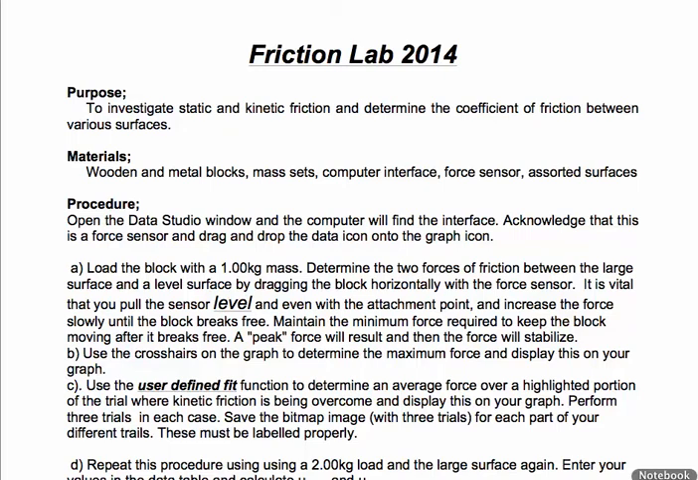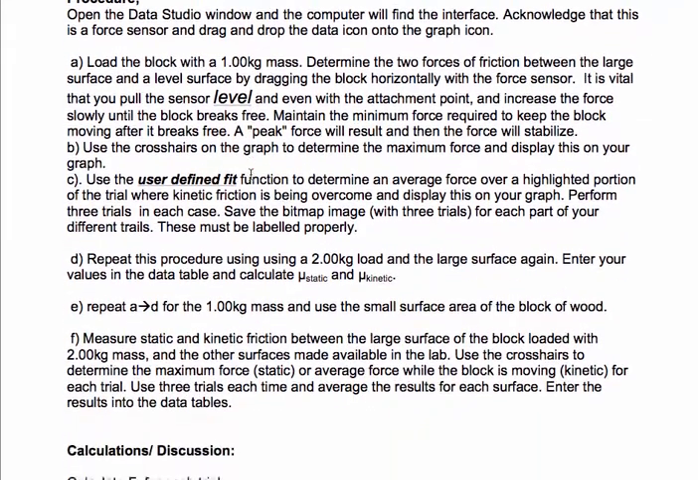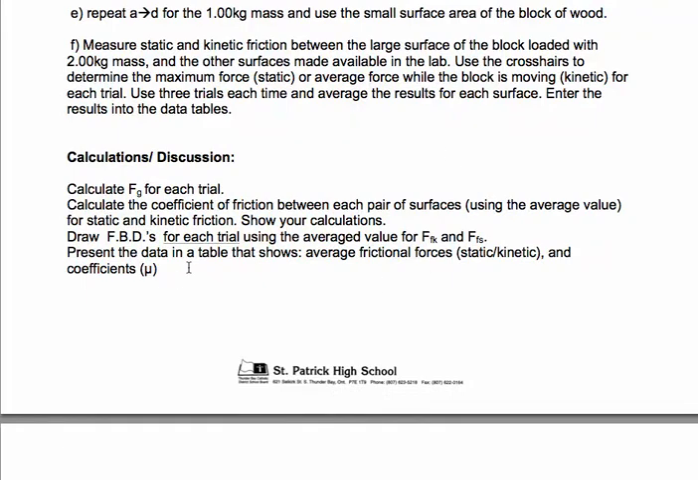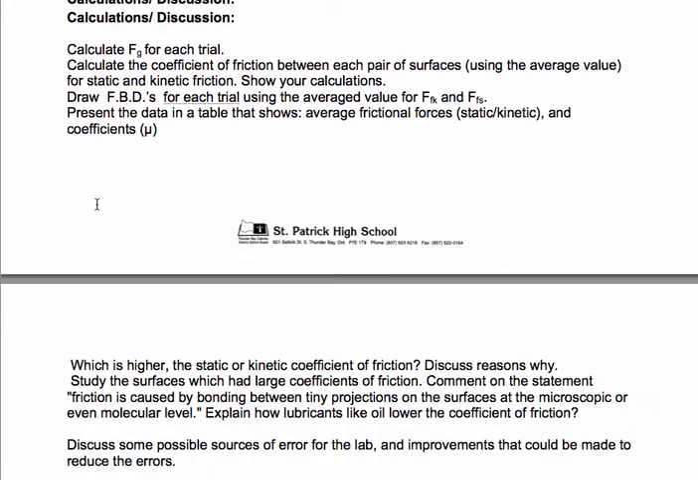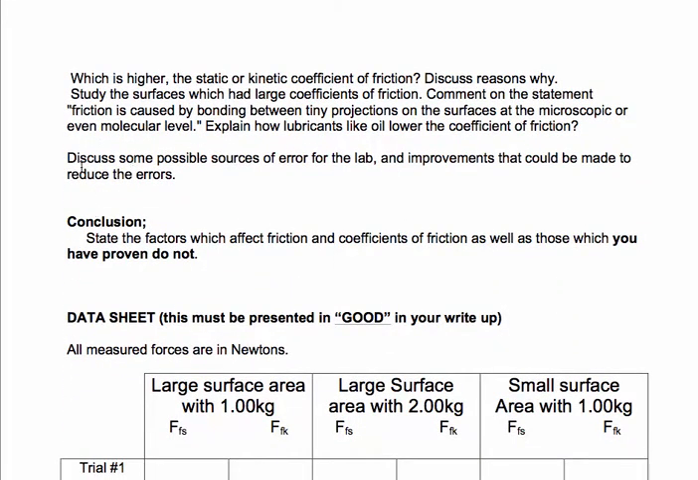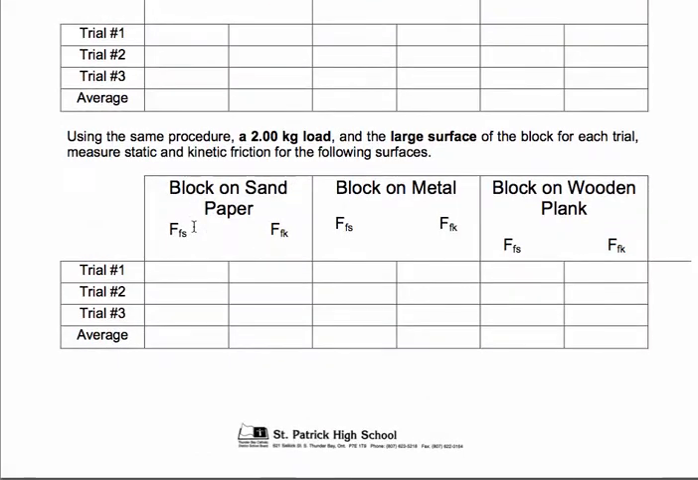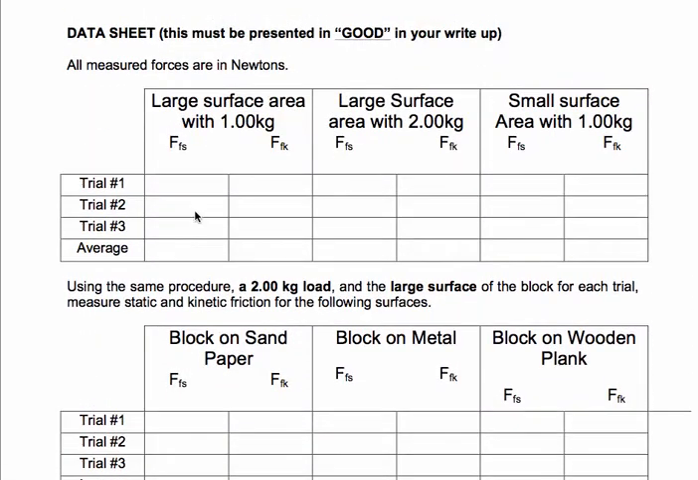Let's take a look at an exemplar of the friction lab. Here's the original sheet that was passed out, the procedure sheet. It's got all the information on how to do the lab. We have our section of calculations and discussion, possible sources of error, there's the questions in there that we definitely have to be answering, and conclusion. And then these would be the data tables that you had done in class.